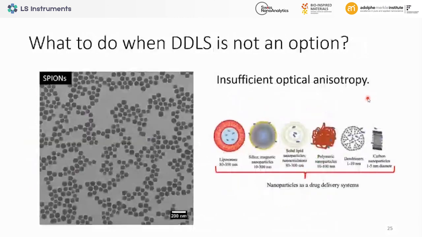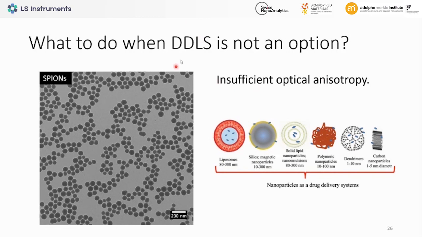Now the thing is that, alas, not every kind of particle system promotes optical anisotropy. So for example, SPIONs can be synthesized in a fairly broad size range. They're very nice nanoparticles, but somehow depolarized scattering is very weak from them. There are also other kinds of particles, let's say liposomes that are not too large, most polymeric particles, etc. Actually, many particle systems that are interesting as drug delivery systems do not really come with useful optical anisotropy, unless they are very special in certain regards.